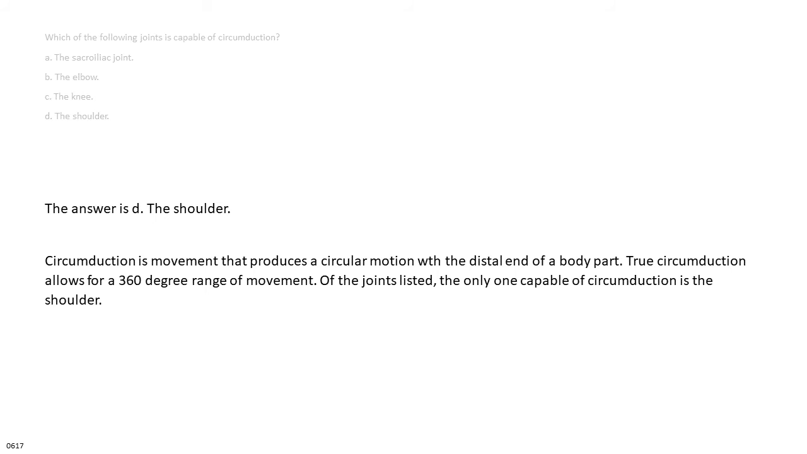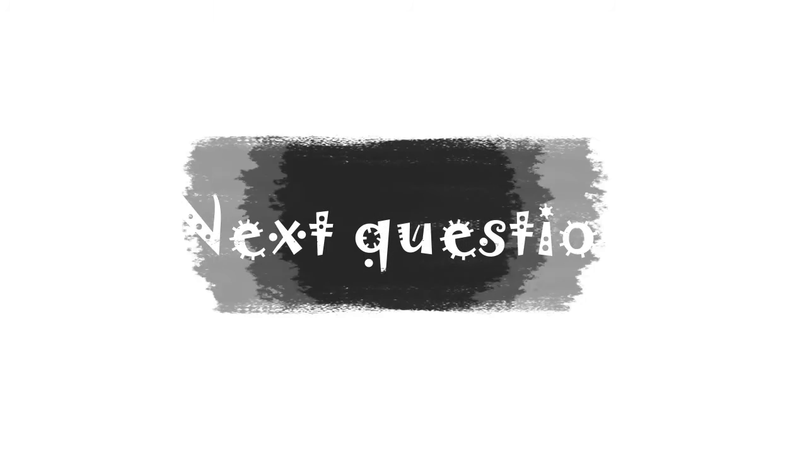The answer is D. The shoulder. Circumduction is movement that produces a circular motion with the distal end of a body part. True circumduction allows for a 360-degree range of movement. Of the joints listed, the only one capable of circumduction is the shoulder.